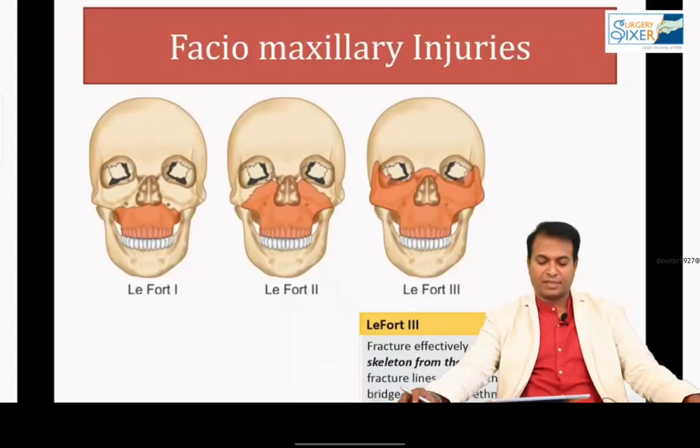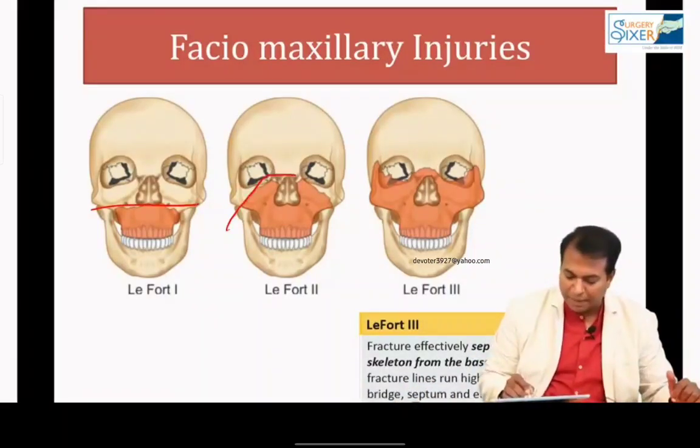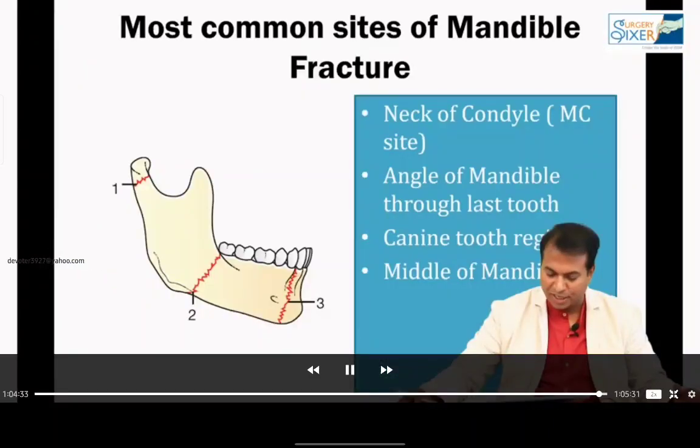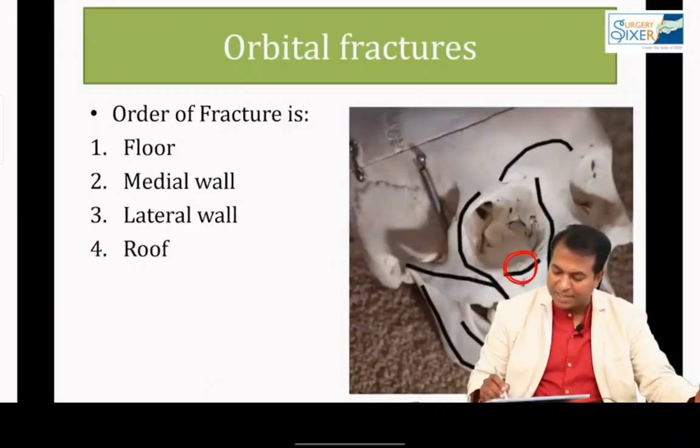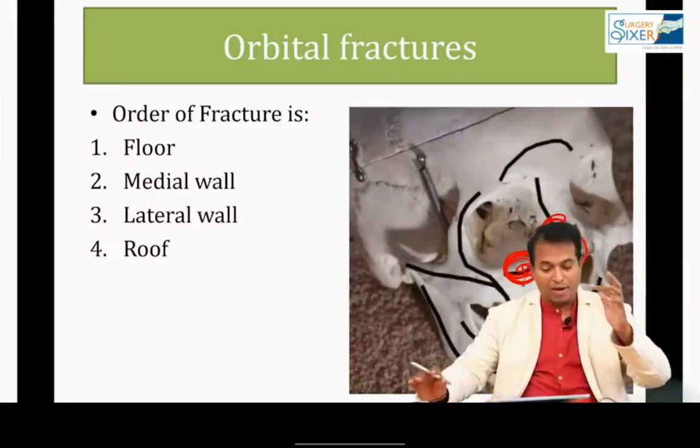So this is a face injury we discussed. These are the Le Fort levels: at the level of the hard palate, pyramid level, and craniofacial dislocation. Okay, faciomaxillary injuries. And this is the neck of condyle, which is the most common site of fracture of the mandible. And in the orbit, the most common site is the floor followed by the medial wall. Floor followed by medial wall is the order.